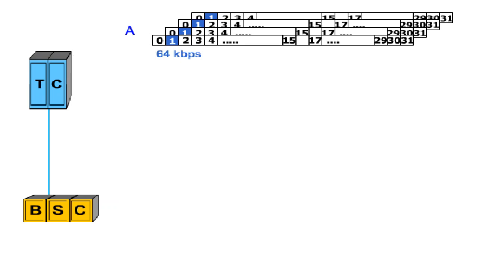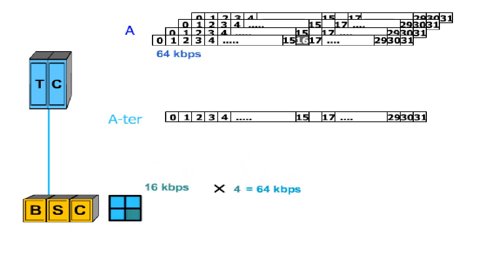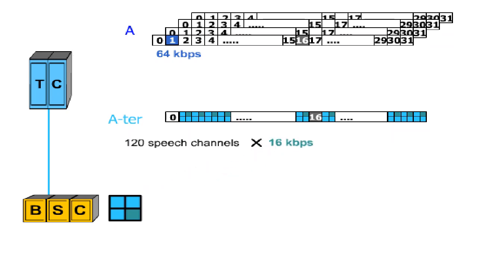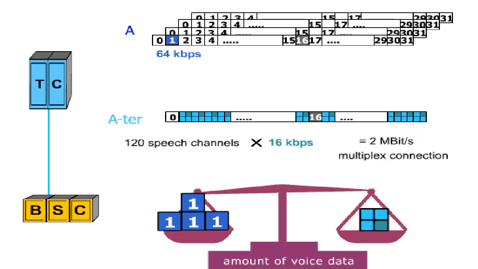4 traffic channels of the A interface are bundled into 4 A-ter channels of 16 kilobits per second each, which are subsequently transmitted to the BSC in a 64 kilobits per second physical A-ter time slot. Conversely, signals coming from the BSC are transcoded from 16 to 64 kilobits per second, which is the bit rate typically used in fixed networks. Signaling channels are not transcoded. At the A-ter interface, 120 speech channels of 16 kilobits per second each form a 2 megabit per second multiplex connection. 4 times as many A links as A-ter links are necessary to transmit the same amount of voice data.